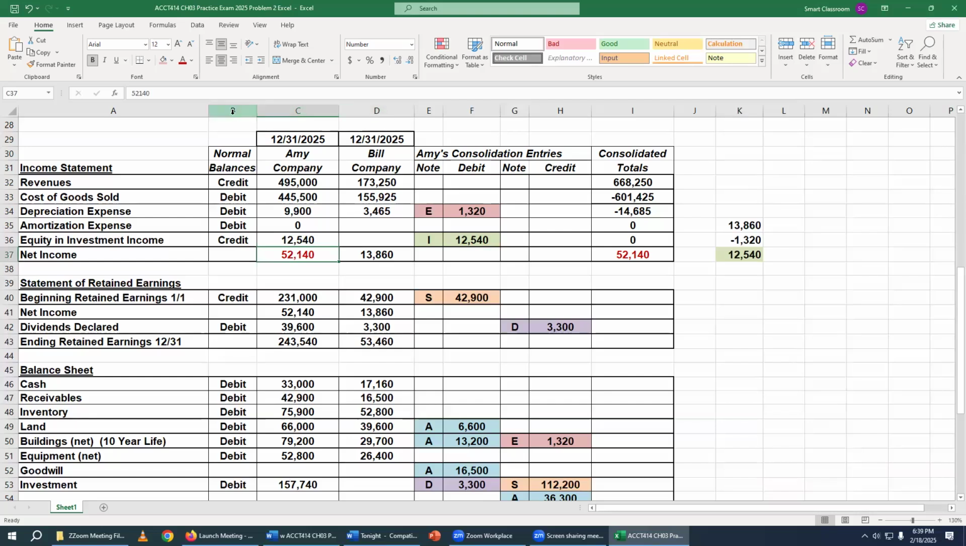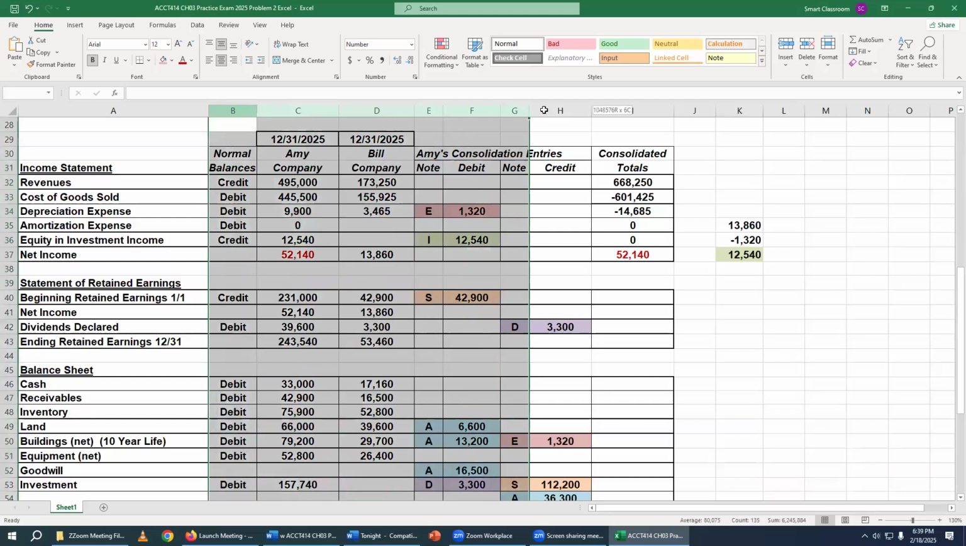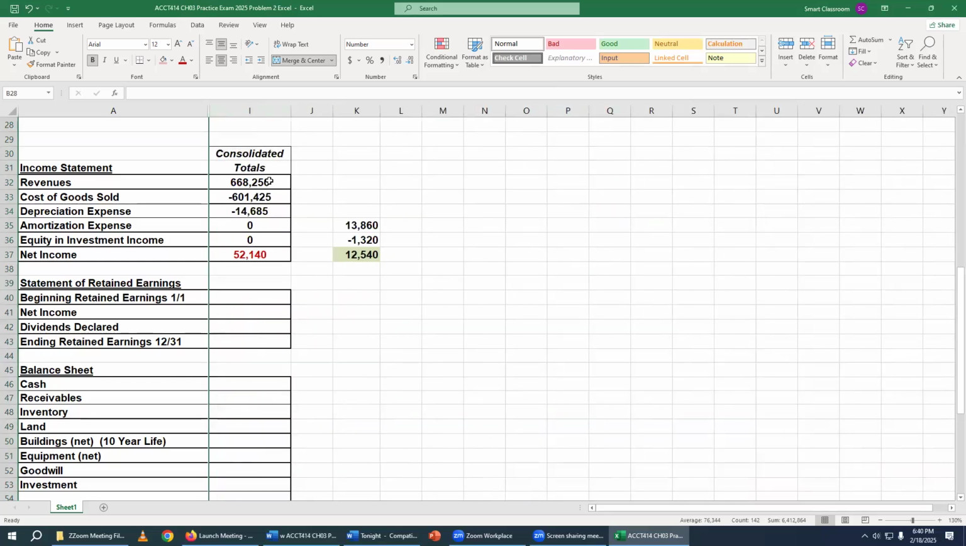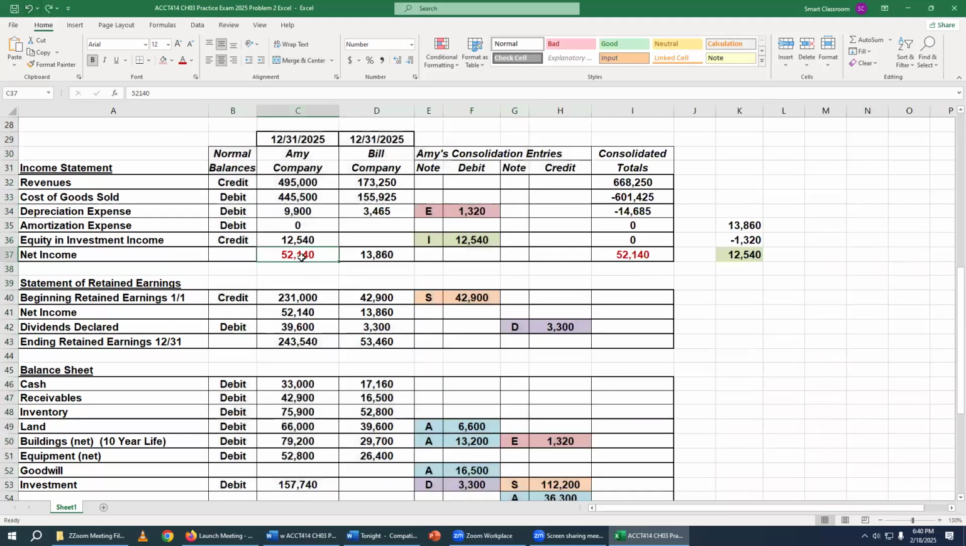And even though we show the public, it'll look like this. Here's our total revenues, cost of goods sold, depreciation expense, whatever. These would be the consolidated totals, but we actually already had those in our income to begin with. So the income isn't going to change for us.